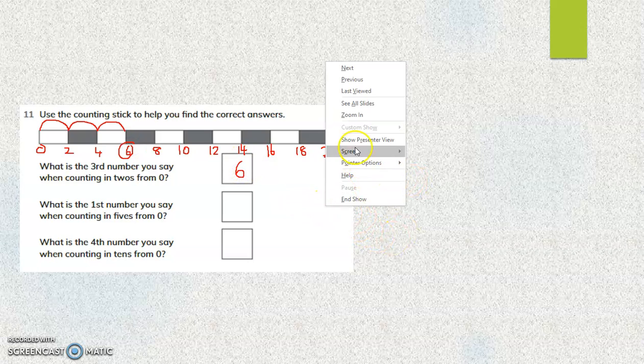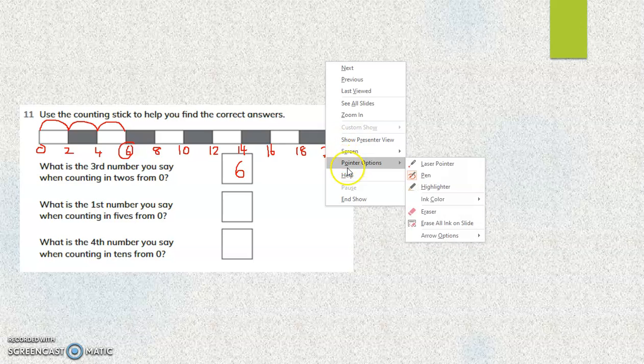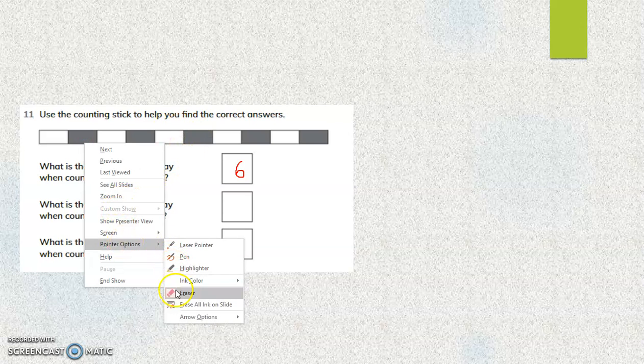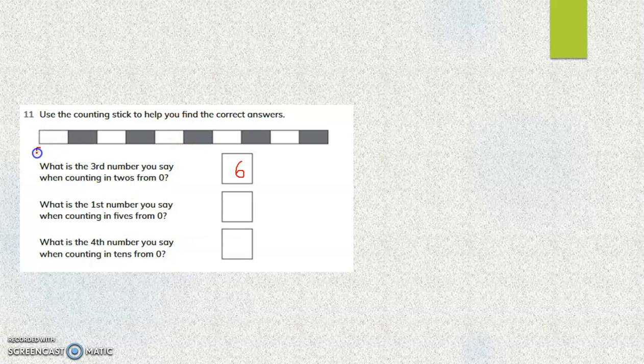What is the first number you say when counting in fives from 0? So, we are skip counting by 5, and we have to see which is the first number. So, 0, 5, 10, 15, 20, 25, 30, 35, 40, 45, 50. What is the first number?